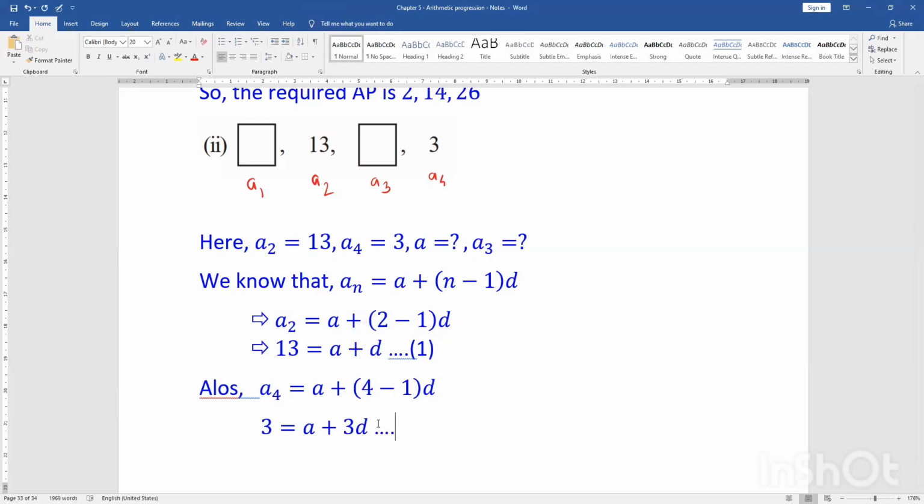Now I call this equation 2. So here is equation 1, here is equation 2. Okay, equation 1 and this is equation 2.